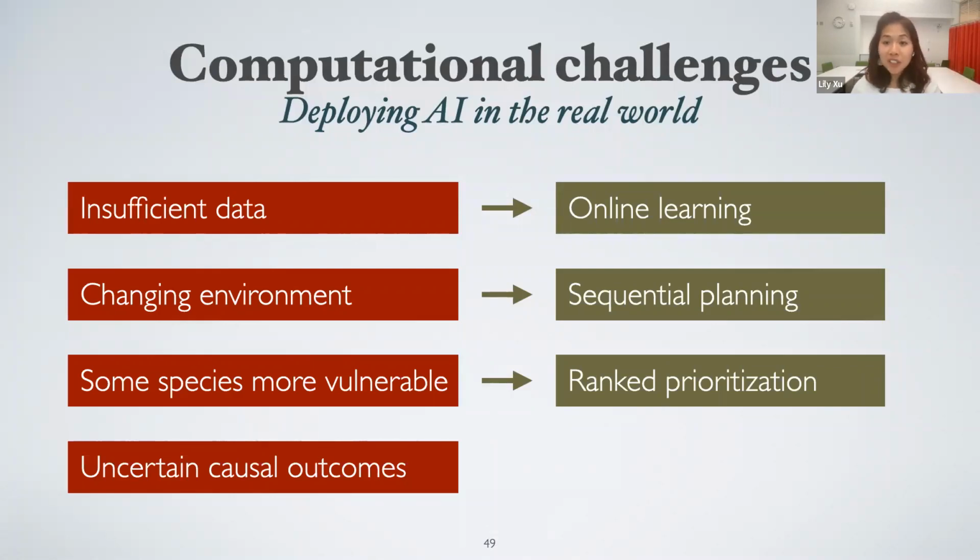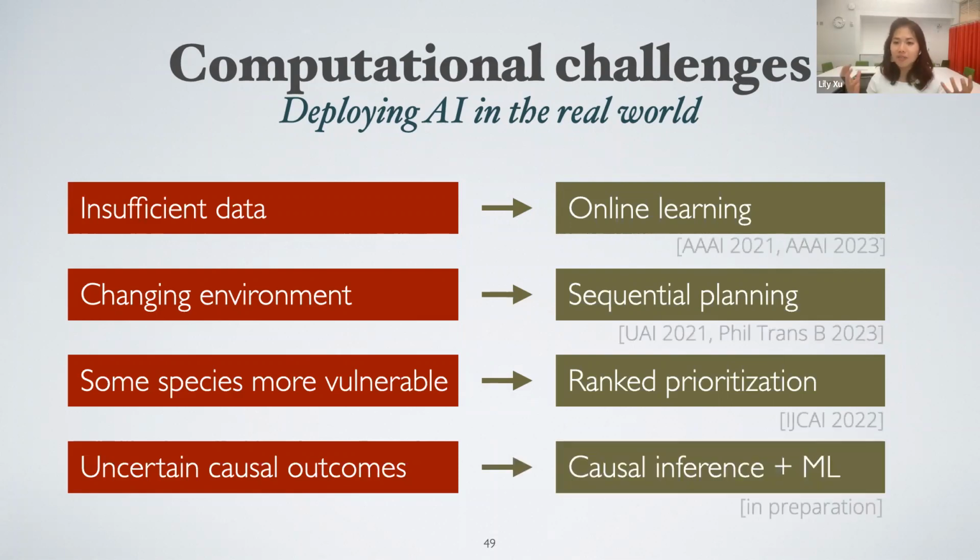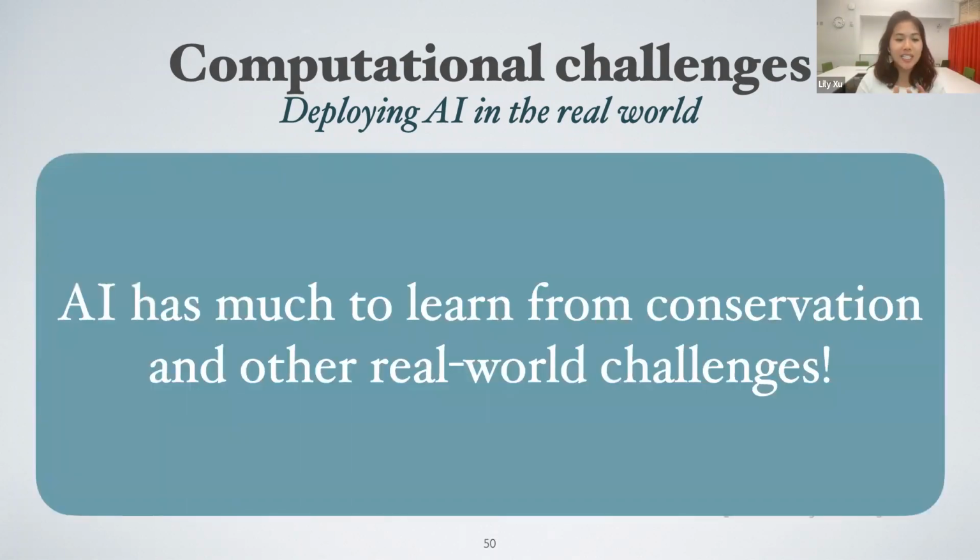And if we have uncertainty in the outcomes and we're trying to get some causal estimate, we have to really integrate causal inference with machine learning. So at a high level, I want to emphasize that AI has a lot to learn from conservation and other real world challenges. And I encourage you all, and I'm sure many of you at CSRI are already doing this, to really get more immersed in these kinds of domains to learn from these real world challenges.